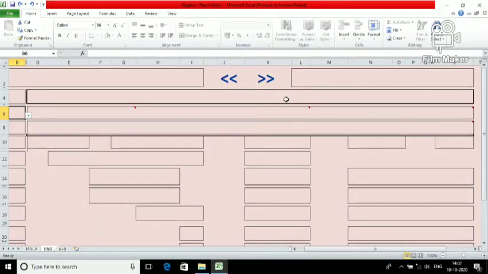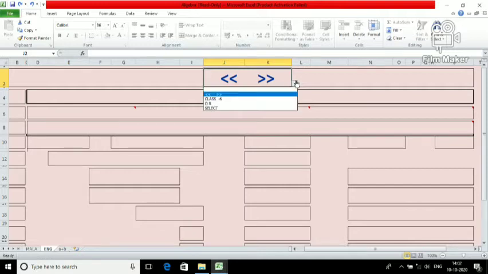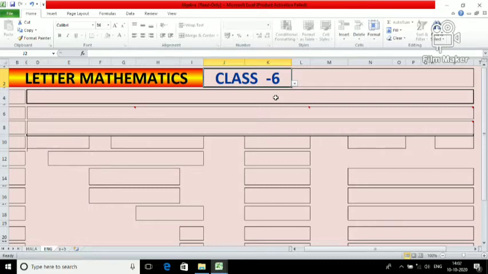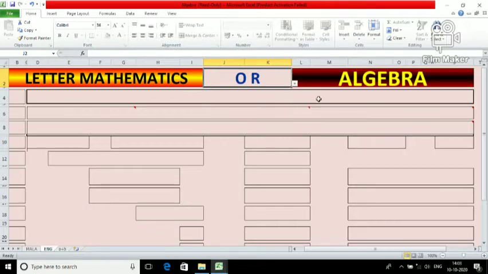Dear students, here is the task you are assigned to. We can see a worksheet here. Here it is almost blank. We can see two arrows here. Here, let's select class 6. So, here we can see letter mathematics. What is meant by letter mathematics? We can go to the next selection. See algebra. Have you got an idea?